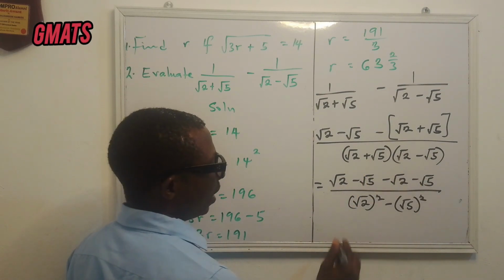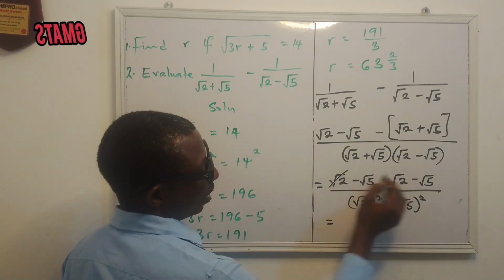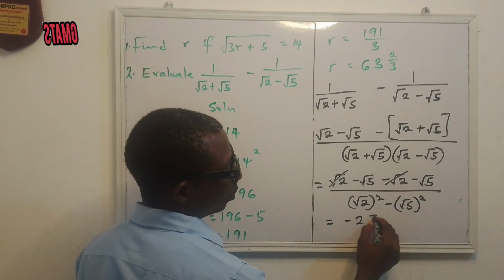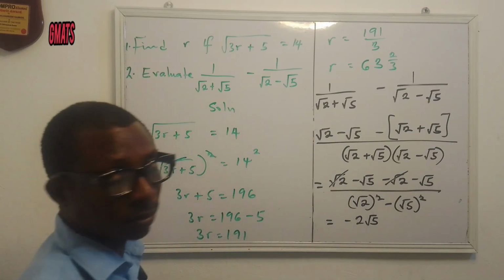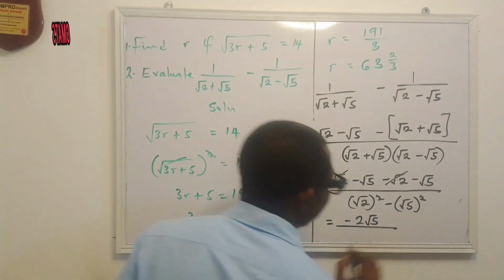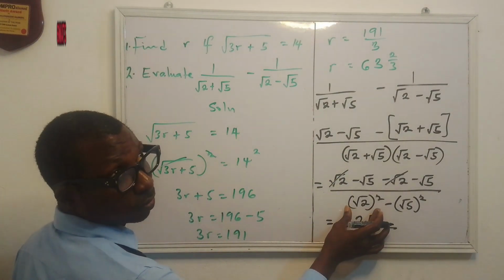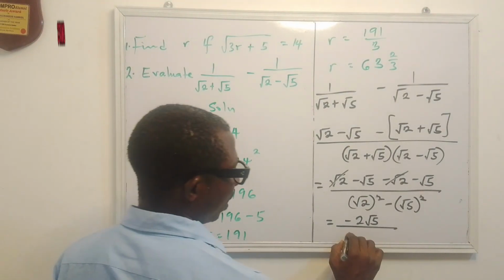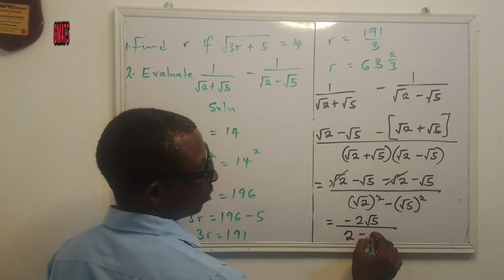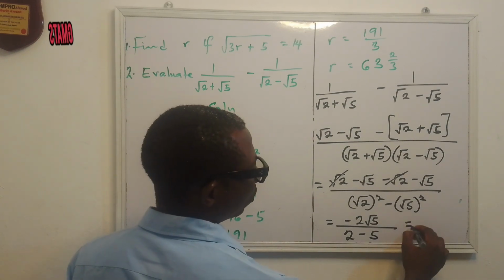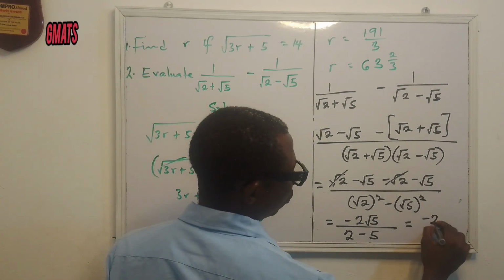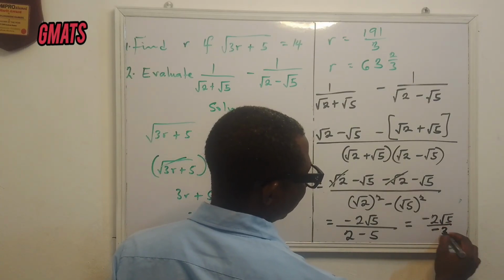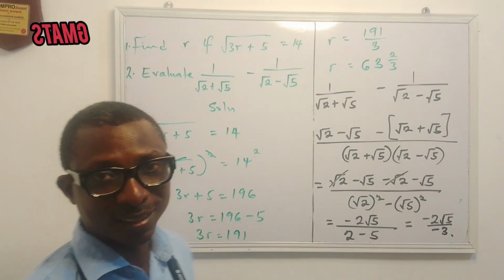Okay, all right, so now this cancels this, so we have minus 2 square root of 5. That's what we have in the numerator. Now let's look at the denominator here. So when you square root of 2 squared, that gives you square root of 4, and square root of 4 is the same thing as 2. So we have 2 minus 5. Okay, and that gives you what? Minus 2 square root of 5 over minus 3. Okay, so that is going to be the answer to the problem.